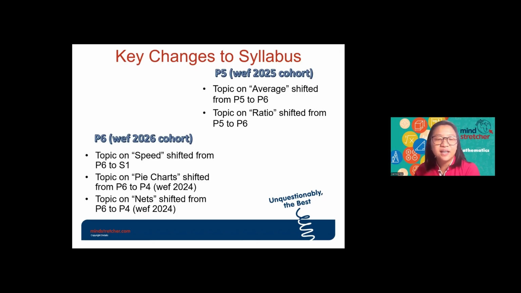And another topic which you have already learned, which is pie charts and nets. It used to be only taught in primary 6, but you have already learned it in primary 4. So the good news is, in primary 6, you don't need to learn about speed, pie charts or nets. Speed is cancelled, and pie charts and nets you already learned in primary 4. So that's why you can learn average and ratio in primary 6. These are the key changes to the primary 5 and primary 6 syllabus.